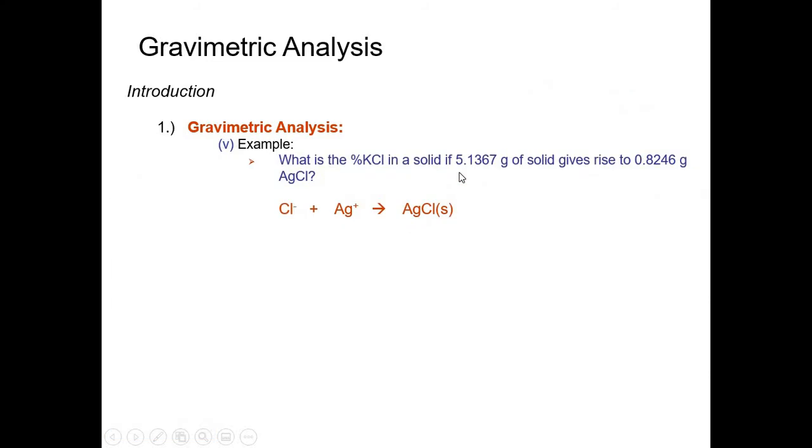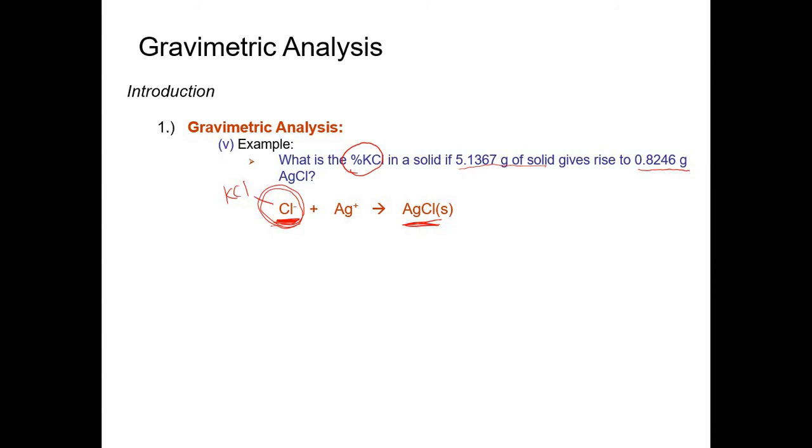Okay? So, for example, what is the percent KCl in a solid if 5.136 grams of solid gives rise to 0.8246 grams of silver chloride? So, the question is the percent KCl in a solid. Di ba? So, meaning, because this Cl forms silver chloride, then this Cl comes from KCl. So, we need to know how much of this para ma-relate na siya sa KCl.